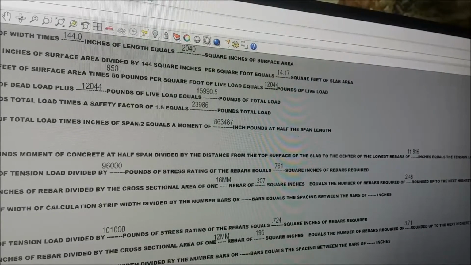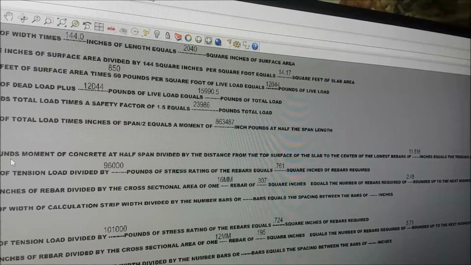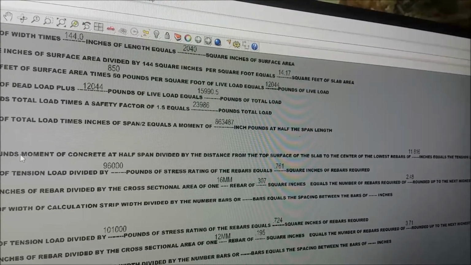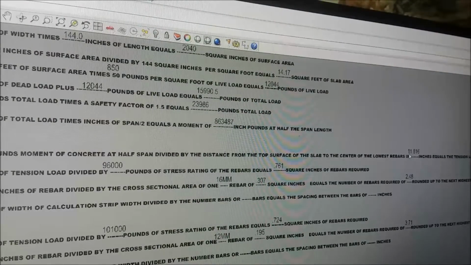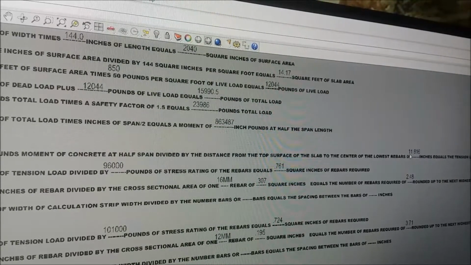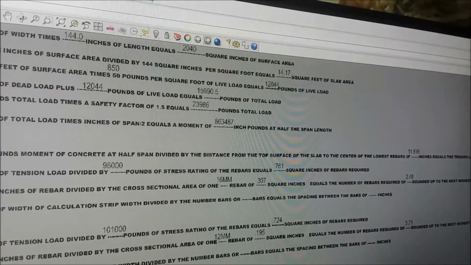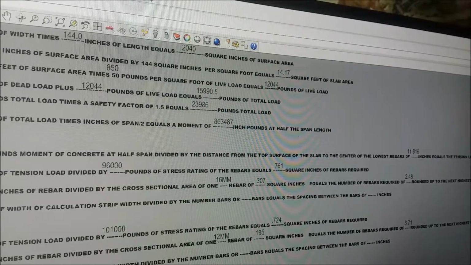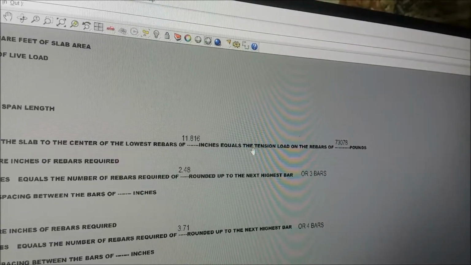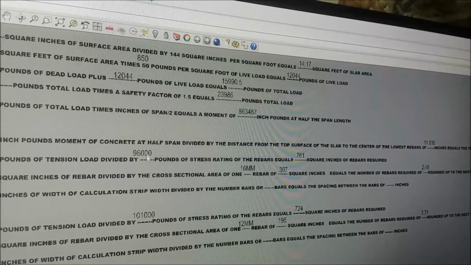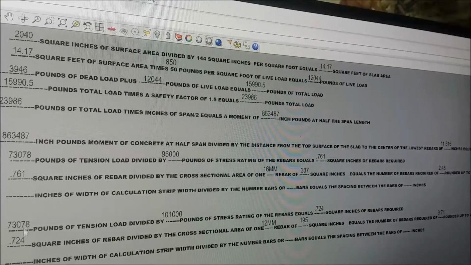So 863,487 inch pounds. And that is the same exact number for the same beam turned flat as it was upright. The volume of concrete's the same. What's going to change is the distance from the surface down to the center of the rebars of the beam laid flat. Where it was 19 and a half, it's now 11.816. So we take our tension load, which we get when we divide those two things. There it is, 73,078 pounds.